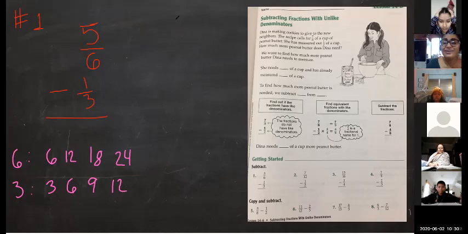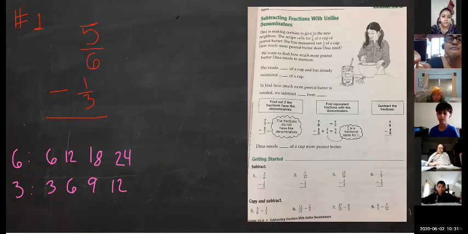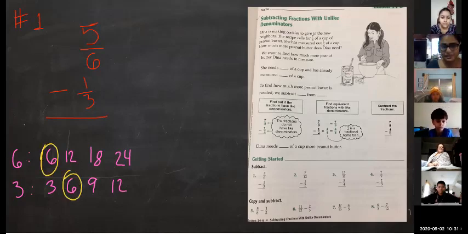Okay, what number do I need to pick? The 6 or 12? 6. Very good. Always pick the smallest number. In this case it will be 6. Okay, let's change the fraction.